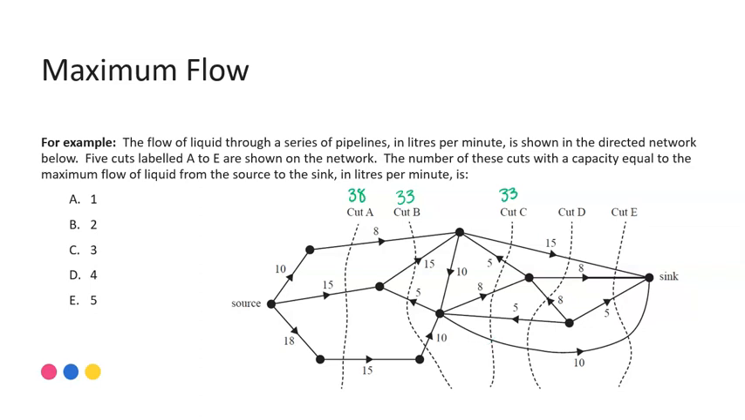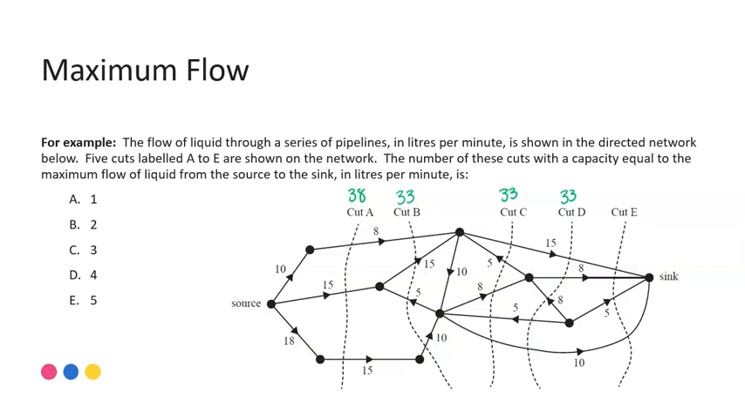Cut D. From the start, I get stopped here at 15. I can get onto this edge of 8, so always checking carefully that you can get on. However, I can't get onto this second edge of 8, so I won't count that. I also can't get onto this second edge of 5, but I am getting onto this edge of 10. So again, 10, 15 and 8, 33.